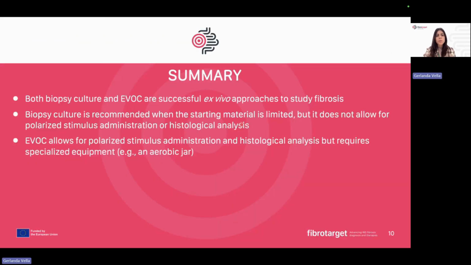To summarize, both biopsy culture and EVOC are successful ex vivo approaches to study fibrosis. In general, the biopsy culture is recommended when the starting material to begin with is very limited. However, it does not allow for polarized stimulus administration or histological analysis. On the contrary, the EVOC allows for polarized stimulus administration and histological analysis. However, it requires specialized equipment, for example, the aerobic jar.